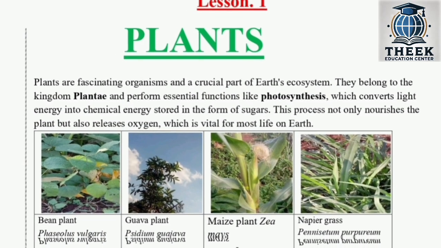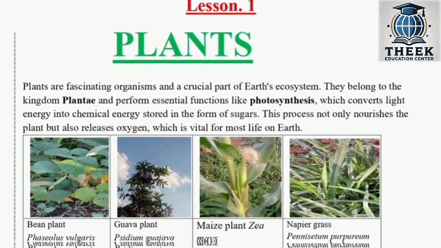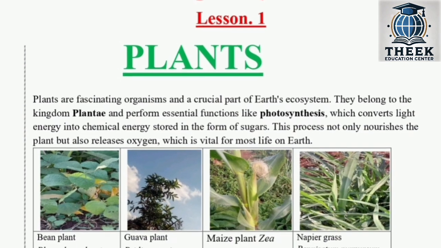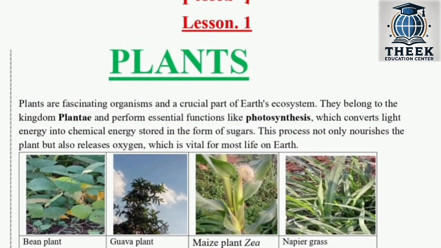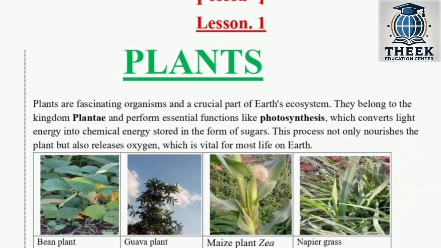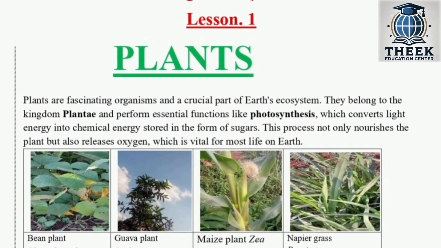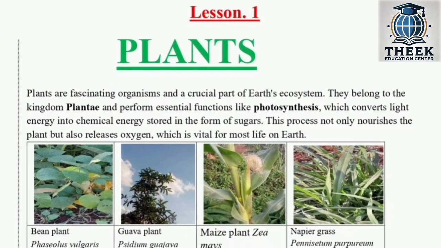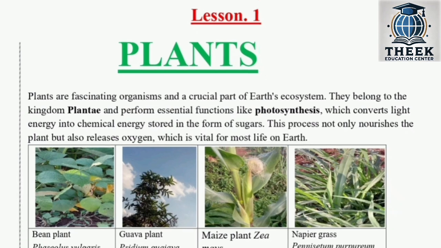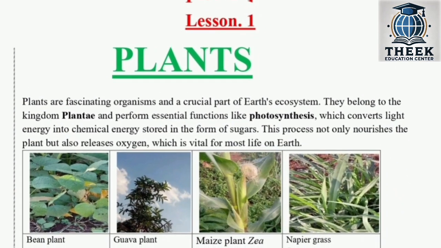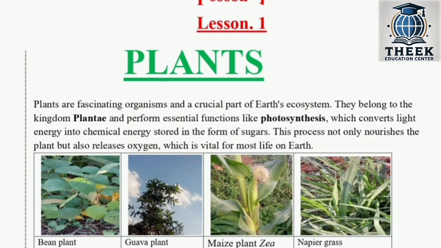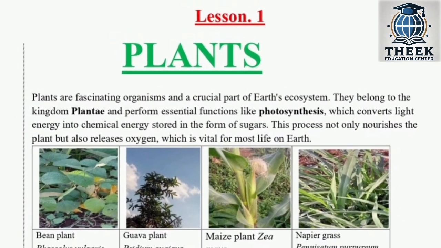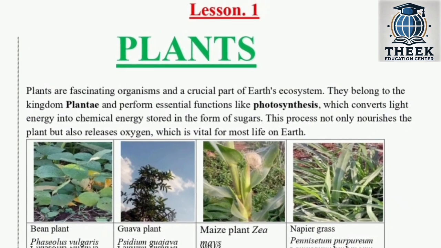Now, plants are fascinating organisms and a crucial part of Earth's ecosystem. If you look at the Earth's ecosystem, it comprises majorly of plants. Plants belong to the kingdom Plantae and perform essential functions like photosynthesis. Photosynthesis is a process that takes place in green plants, and this process involves conversion of light energy into chemical energy stored in the form of sugars.